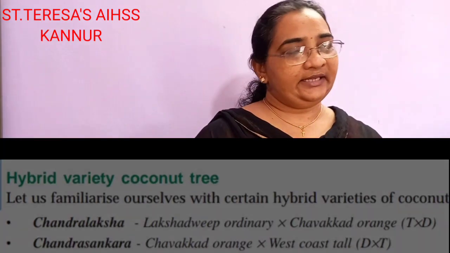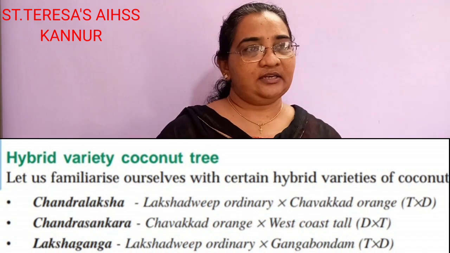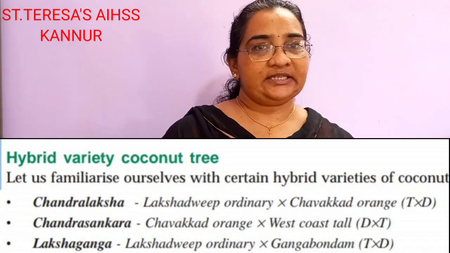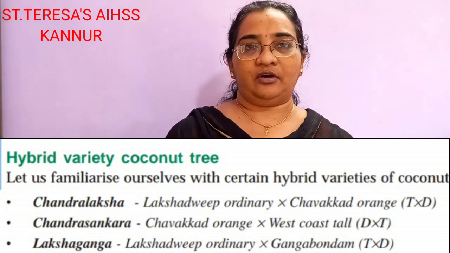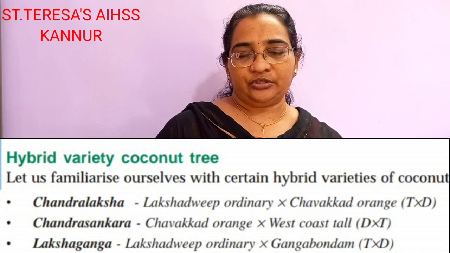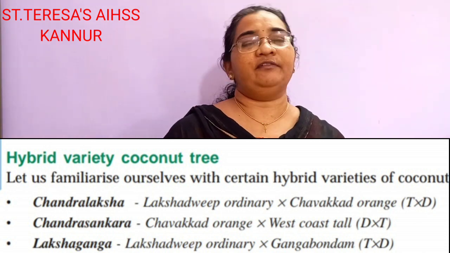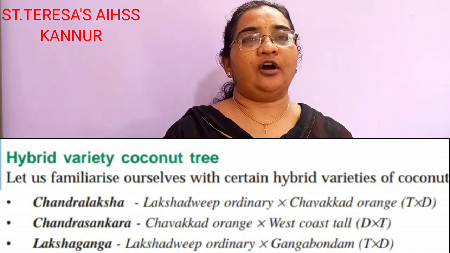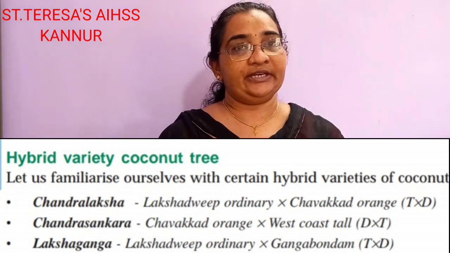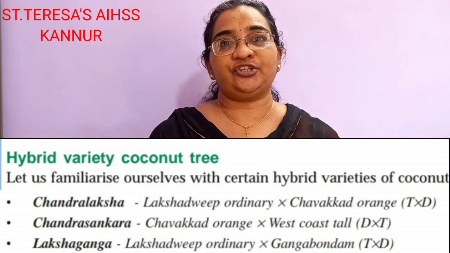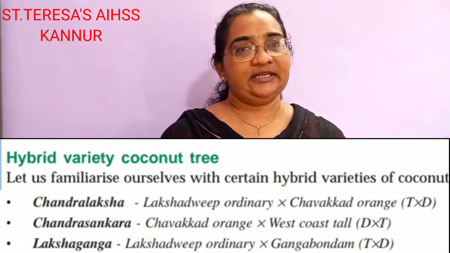Now look at this table here. It is already given in your textbook. The different hybrid varieties of coconut trees. So let us familiarize with some of the coconut trees, hybrid variety, which is Chandra Laksha. So what is Chandra Laksha? Chandra Laksha is the combination of Laccadive ordinary and Chowghat orange. So when you looked into the first table there, you saw the different varieties of tall variety and dwarf variety. So this is a combination of the tall variety and dwarf variety. So it is called T into D. What is T? Tall. D is dwarf.